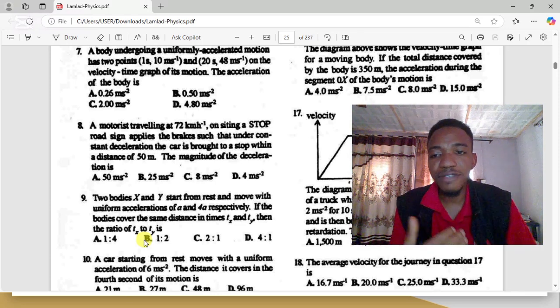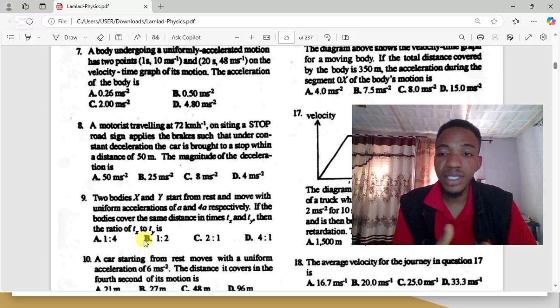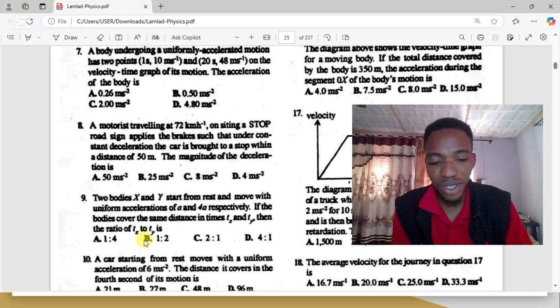So x starts from rest, that means the initial velocity is 0. The acceleration of x is a. And the distance covered, they didn't give us, but we know it's the same distance covered by y. So let me not talk too much, let me just go into solving the question.